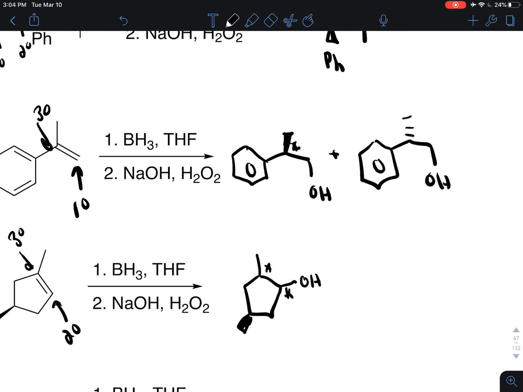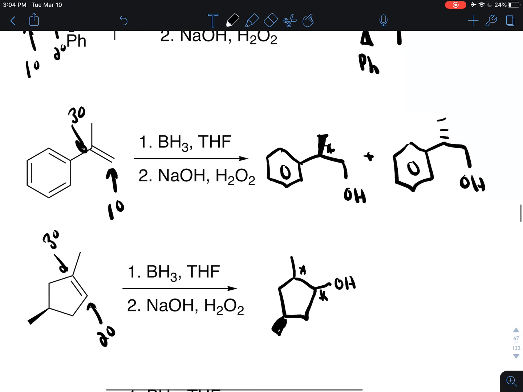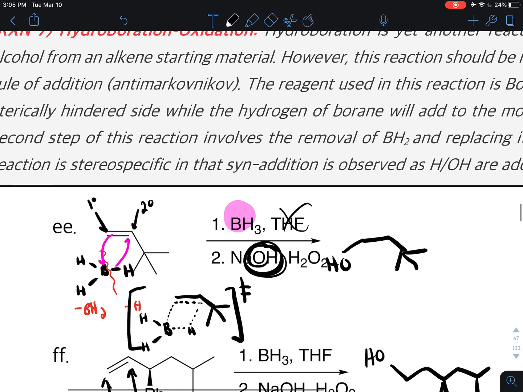And then, okay, so major things to consider here, okay? So remember that BH3 is going to add such that the BH2 fragment aligns on one side and the H fragment aligns on the other side. So this is something called syn addition. It's actually syn addition, or the same face. This is not an anti. It's the same face alignment. So let's go back up here. The BH2 fragment and the H fragment are both going to be on both wedges or both dashes.